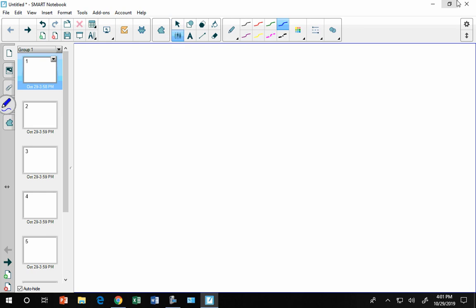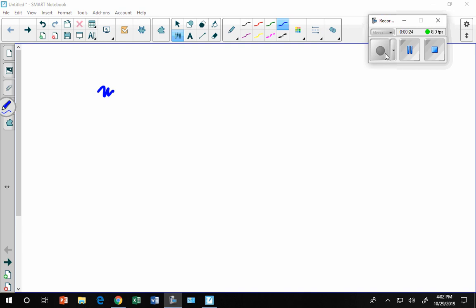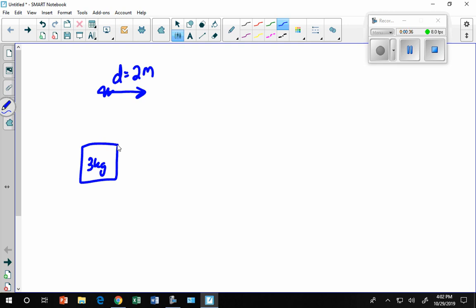It'll be an object that will have some force acting on it. It'll be moving across a certain distance. Let's say that the distance is 2 meters. Let's say that the object is, I don't know, 3 kilograms, and it'll have a force that's acting up in this direction. It's like somebody's pulling it, right?